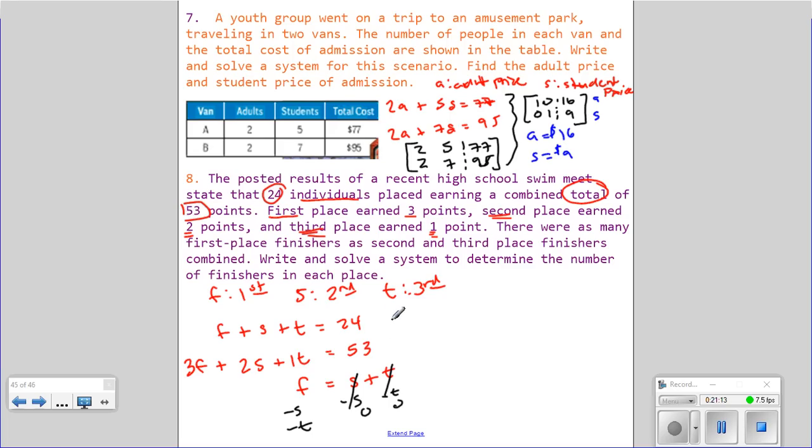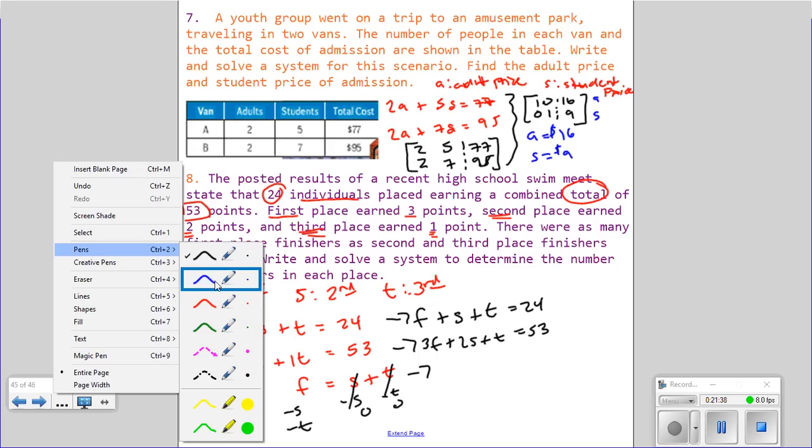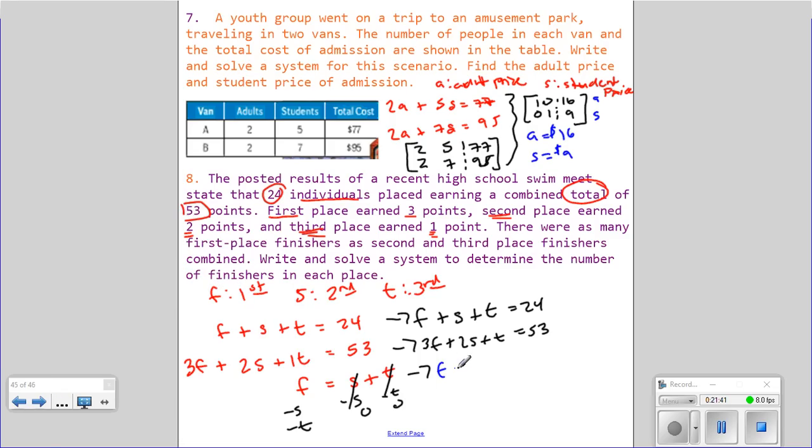So the new equations would look like this. Well, the first one stays the same. So F plus S plus T equals 24. Second one will stay the same. 3F plus 2S plus T equals 53. But the new third equation is as follows. F minus S minus T equals 0. Again, your equations have to be written in this exact order before you can write your matrix.